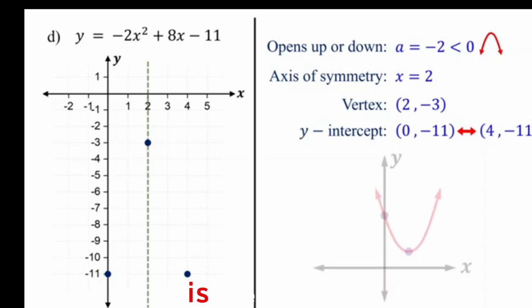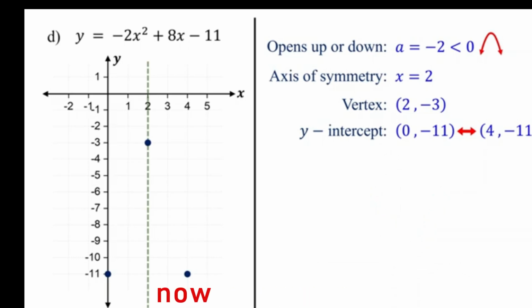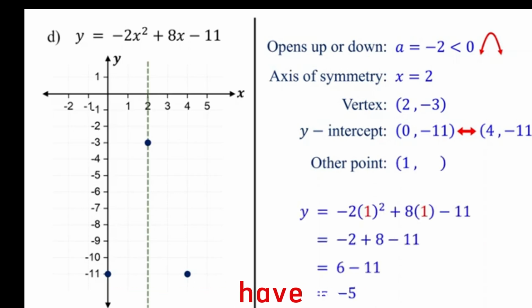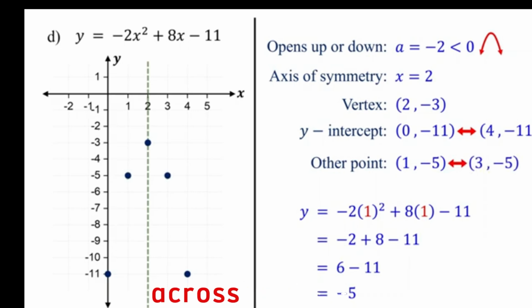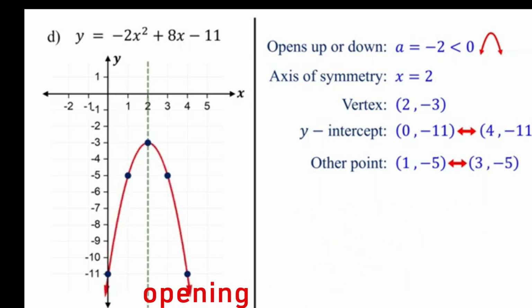Another similar case is when both the vertex and the y-intercept are above the x-axis and the parabola opens upward. Now, just as in the previous 2 examples, you have only 3 points, so take an x value closer to the axis of symmetry and find its corresponding y value. If you take x equals 1 and find its corresponding y value, you will have the point (1, -5). Then plot this point on the graph and locate a point symmetric to it across the axis of symmetry. Finally, connect these 5 points to plot a parabola opening downward.